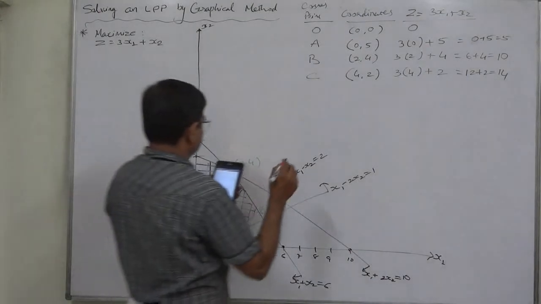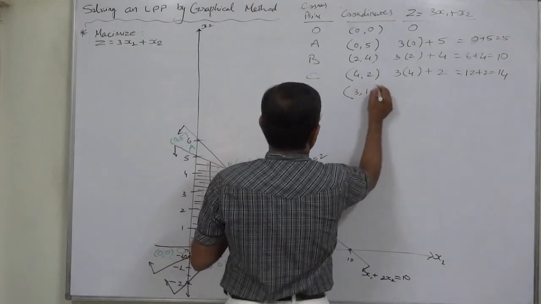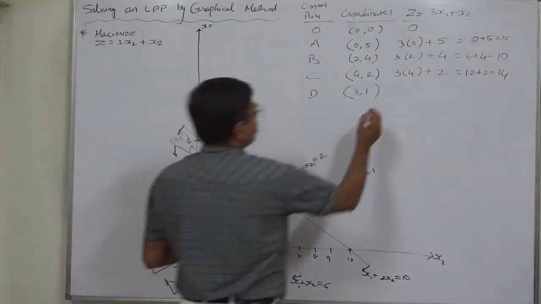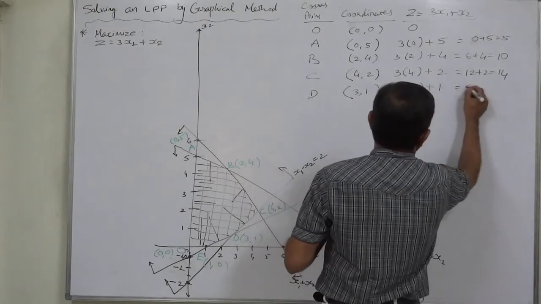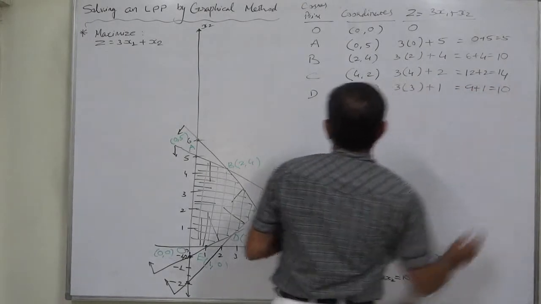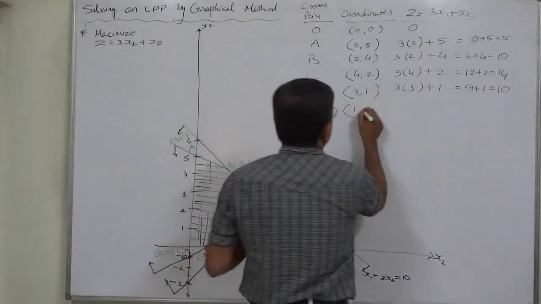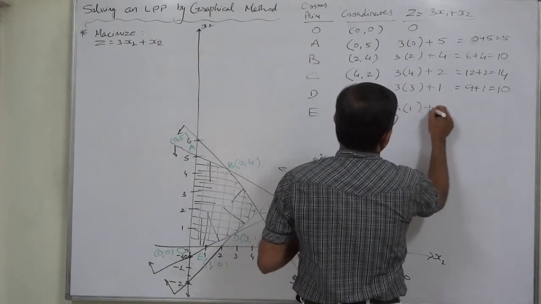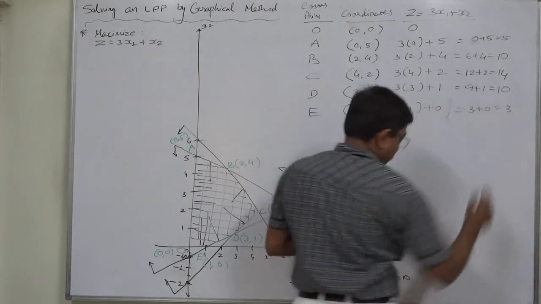At D, it is 3, 1. 3 into 3 plus 1. 9 plus 1 equals 10. And at point E, it is 1, 0. So 3 into 1 plus 0, that is 3 plus 0 is equal to 3.